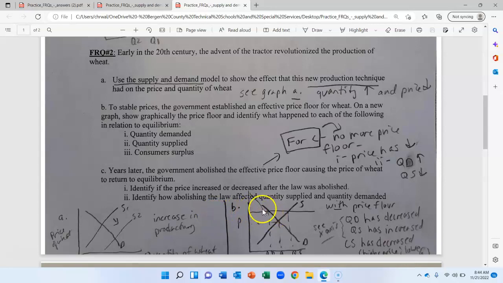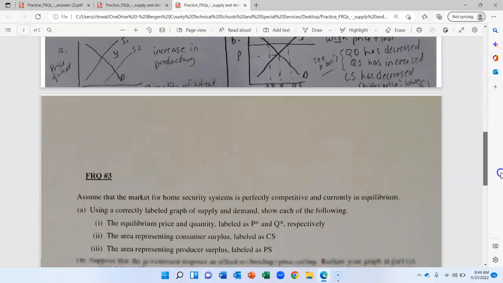The equilibrium price, if this price floor is not mandated, it's not binding, the market will self-correct to the equilibrium price of P. And then identify how abolishing the law affected quantity supplied and quantity demanded. Well, now we would have an equal quantity supplied and quantity demanded. We'd be allocatively efficient, okay?